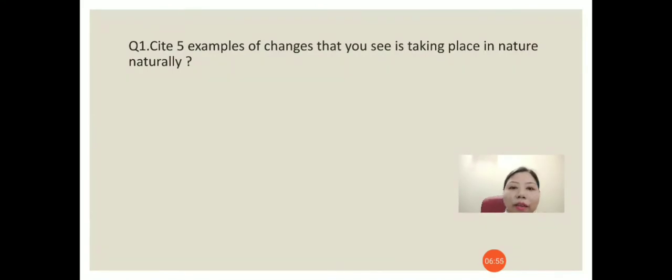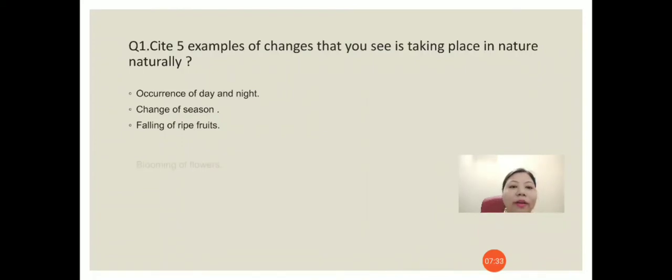Now let us discuss few questions. The first question is, cite 5 examples of changes that you see taking place in nature naturally. What is the first answer which you experience every day? That is occurrence of day and night. Second, change of season. Yes, there is change in season. We experience summer, winter, autumn. Falling of ripe fruits. So when fruits ripen, they fall on their own. That's also a change. Blooming of flower. A change which takes place naturally. Change of weather in a particular day. So that is also an example of change which is taking place naturally.